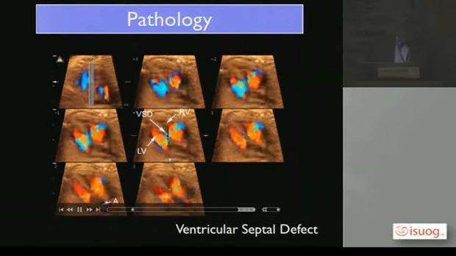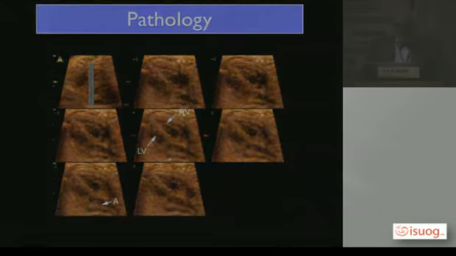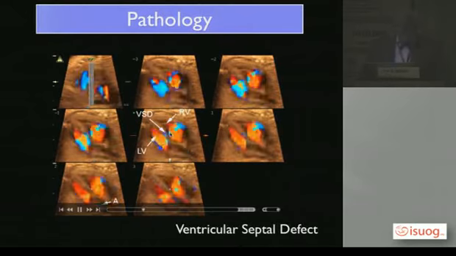See that? And right here. Let's go back. Do you see the VSD here? No, you don't. You turn it here, and there it is. So what does it tell you? Use color Doppler when you examine the heart, okay?